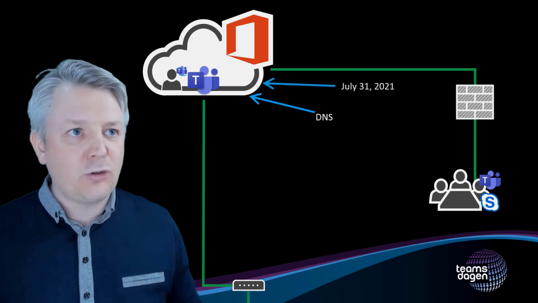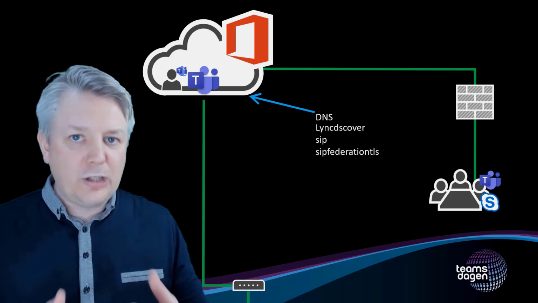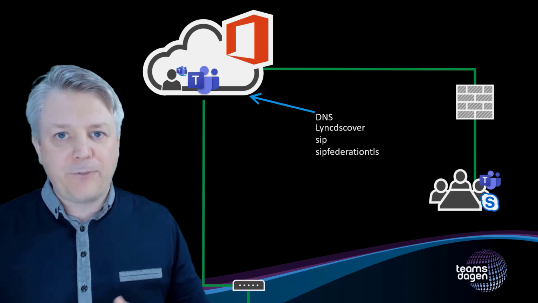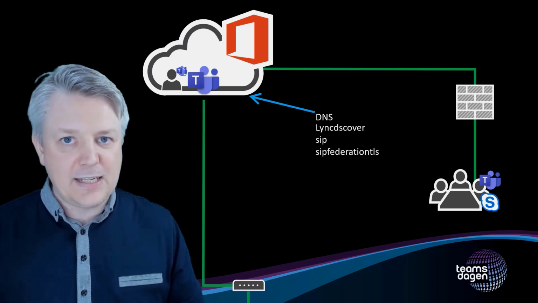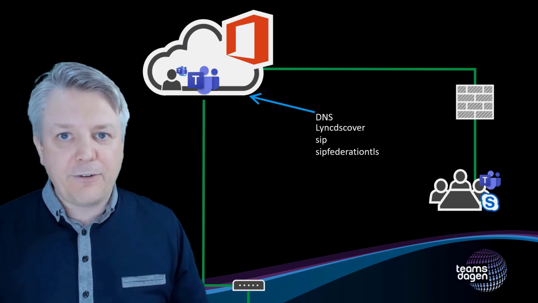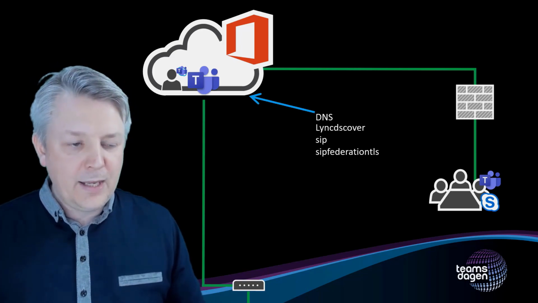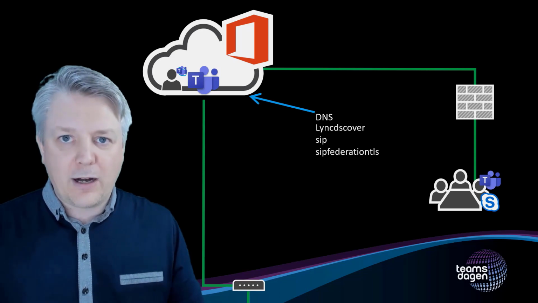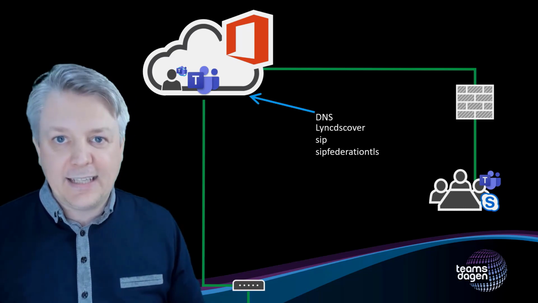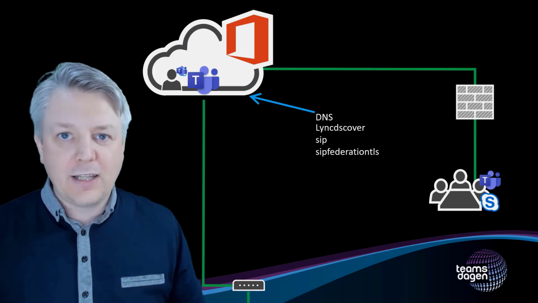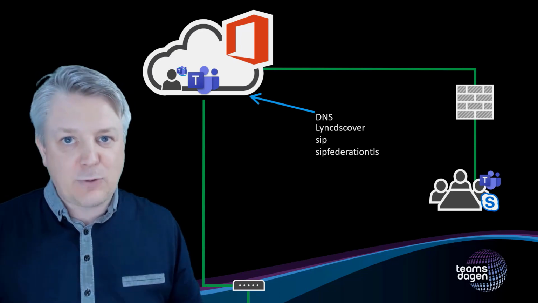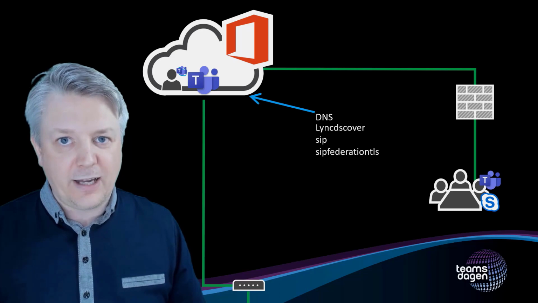What kind of DNS am I talking about here? I'm talking about Link Discover, I'm talking about zip.domain.com, I'm talking about Zip Federation TLS. Those are the Skype for Business DNS records I'm talking about, because there is a Skype for Business component on the Teams room, and typically if you get the message where you cannot sign into the Skype for Business components, that's typically a DNS issue. Make sure the device can resolve the public IP addresses and DNS records for Skype for Business Online.